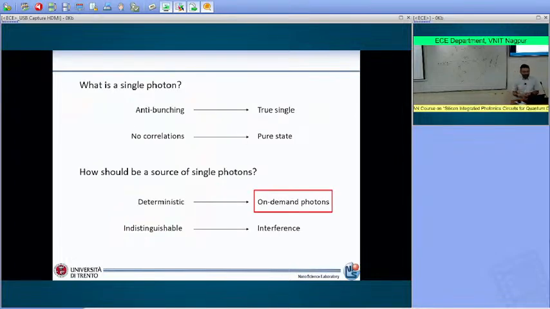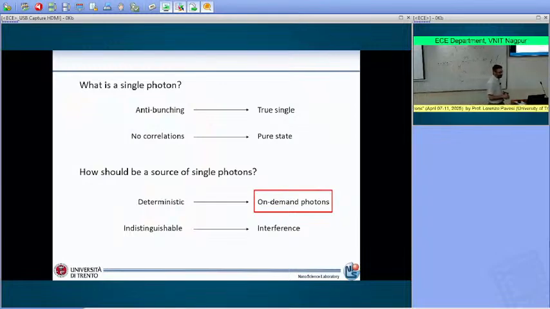So once we have defined what a single photon is, a pure state, a true single photon, we can ask: what should be the characteristics of the source of those single photons? The first desired characteristic is that we want to have the photons when we need them. And so the ideal single photon source should be deterministic. We press a button and then the photon is emitted. We know when the photon is emitted.